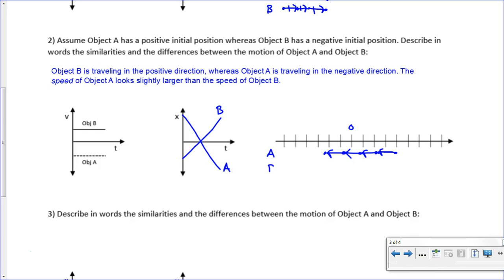For B, the way this motion map shakes out is it's going to be going the opposite way. It starts off a little bit negative, but it's going to be going with smaller arrows in the positive direction. Actually, that's one too many arrows there if I want to go for the same amount of time. 5 dots for each, so we'll stop it right there, and that is B.